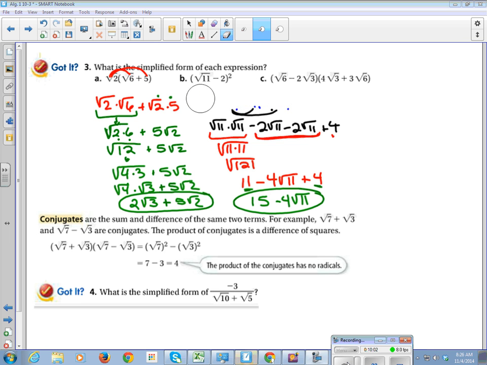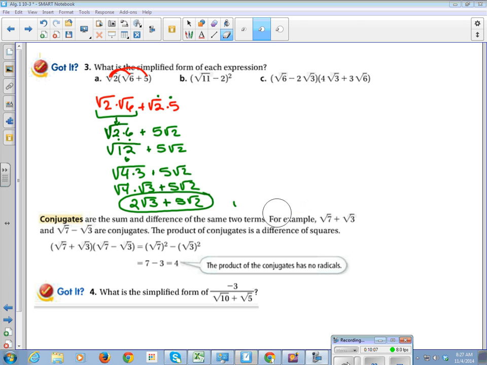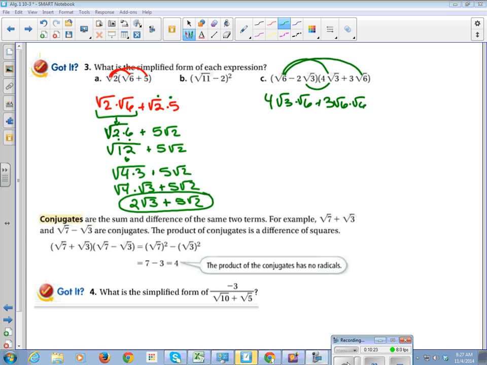All right, I'll show you one more. So I have to erase B. Okay. So I'm going to FOIL this out. I'm going to have 4 root 3 times root 6. I'm going to have 3 root 6 times root 6. I'm going to have minus 2 root 3 times 4 root 3 and minus 2 root 3 times 3 root 6.